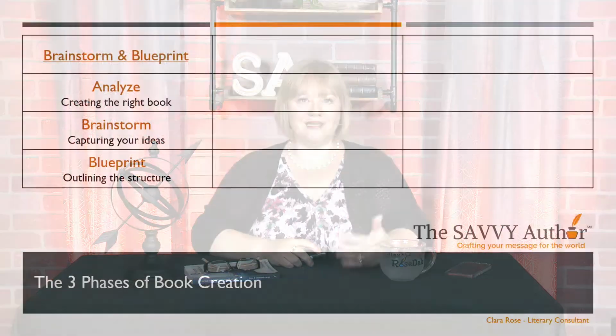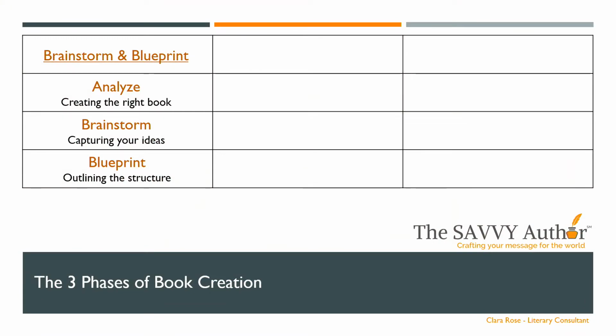If there's a bunch of other books out there, that doesn't mean you can't have the same topic. You just have to position yourself a little bit differently. Some of those things we can talk about more in depth in the future, but analyze is always your first step. Okay, and the next part of the first phase is the brainstorm. This is all about capturing those ideas that are going to go in your book.